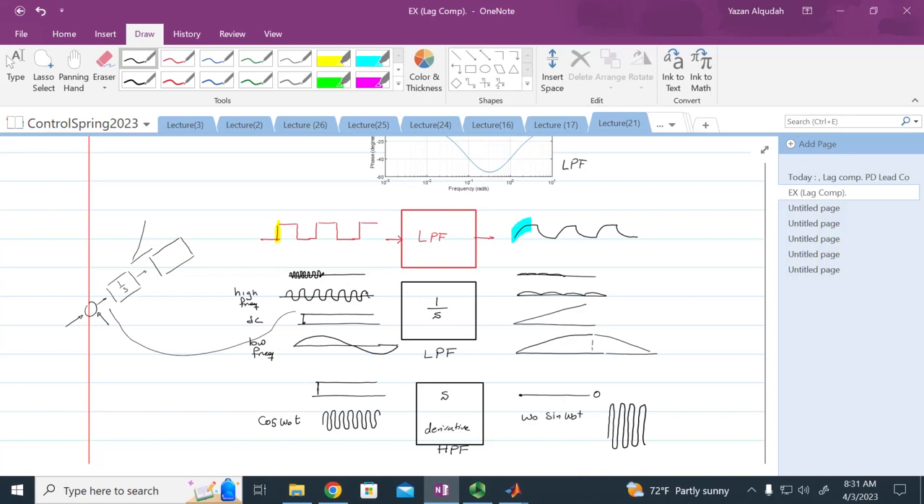It's going to keep doing it until that error is so tiny that even after I amplify it, it's not enough to drive the motor. And that means that error is so small, either 0 or very small.